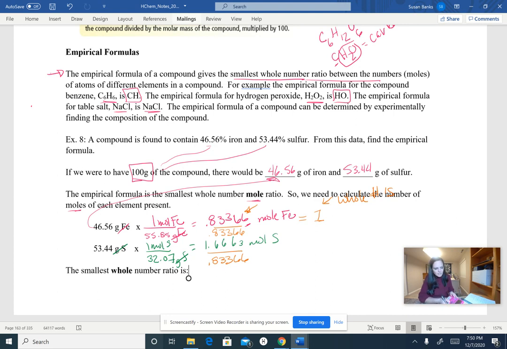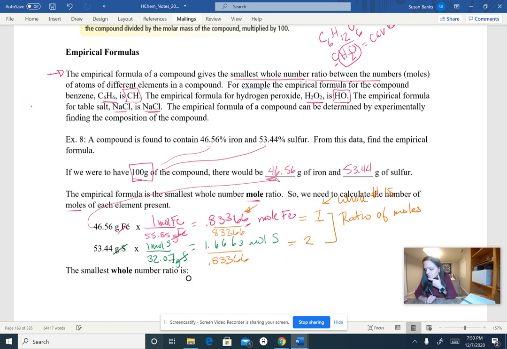Let's plug it in our calculator really quick. 1.6663 divided by 0.8336, I get 1.9989. That's really, really close to 2. Like super close to 2. So that's close enough. If we're within a tenth, use the nearest whole number. So this gives me my ratio of moles.